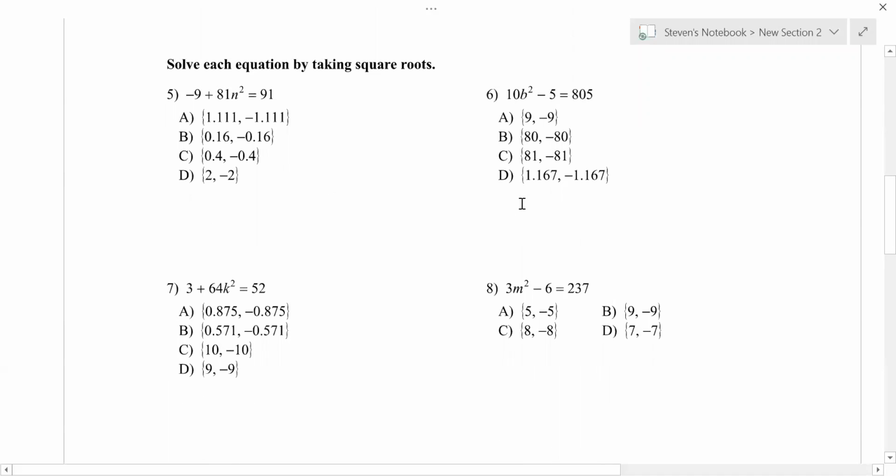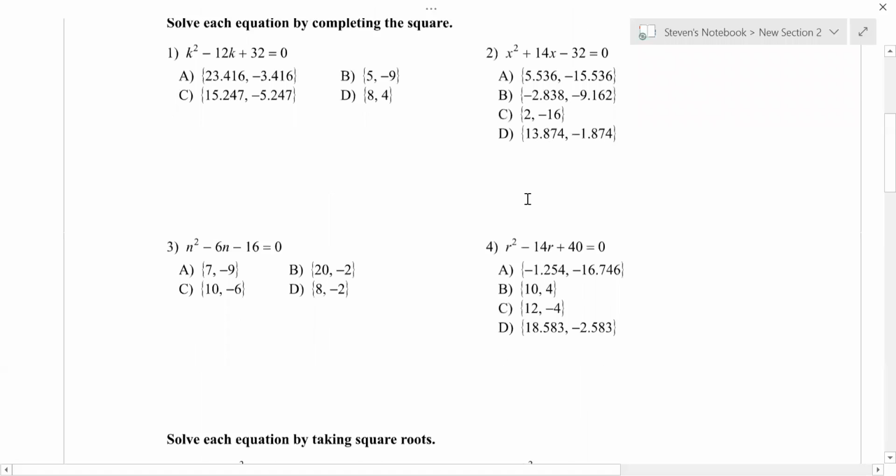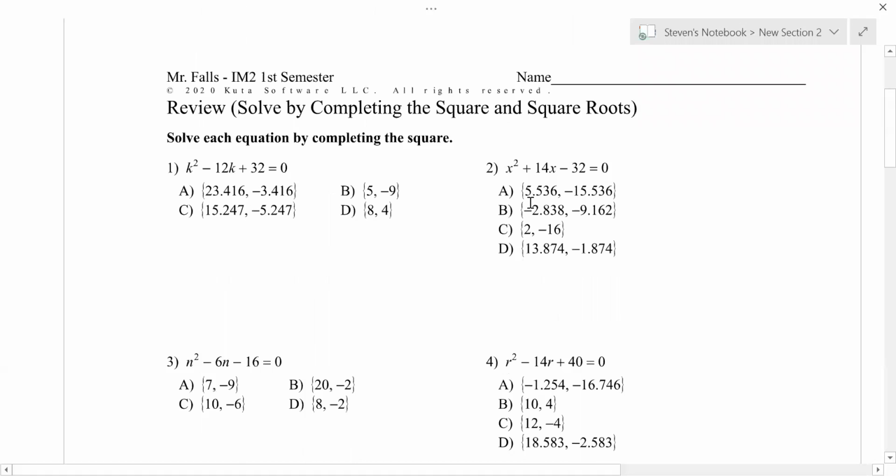Circle your answer. You can't just circle answers. You've got to give me some work on separate paper, or you can do it on this paper. I know there's not a ton of room on this paper, but you can do it on separate paper if you like, and then just submit.